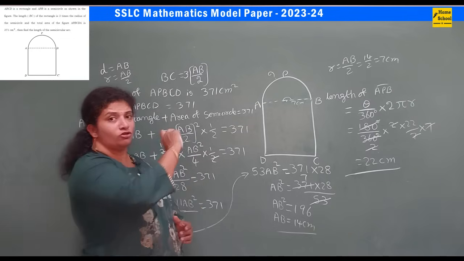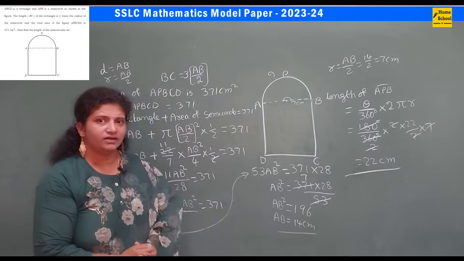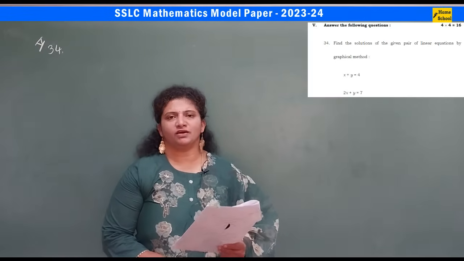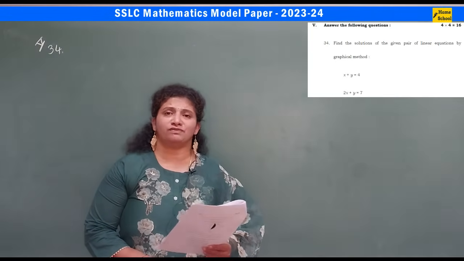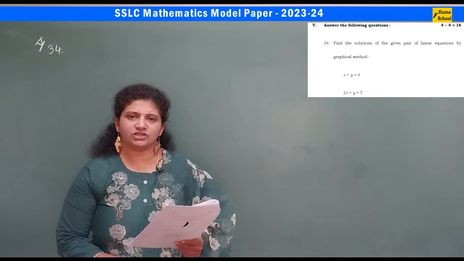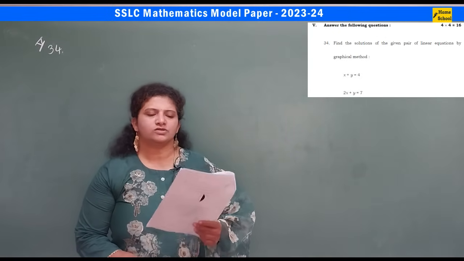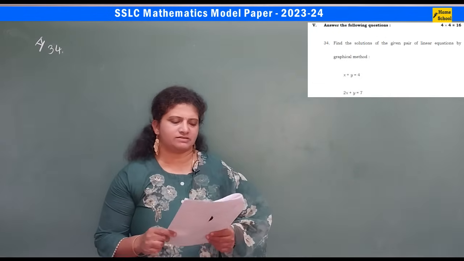Therefore, what is the length of the semicircular arc? 22 centimeters. With this, we are going to complete our 4 mains. We are going to start with the 5th main. Answer the following questions. In this, you will be having 4 questions. Each carries 4 marks. So, 4 4s are 16 marks.